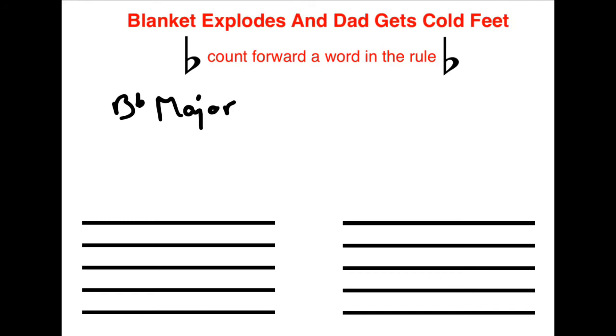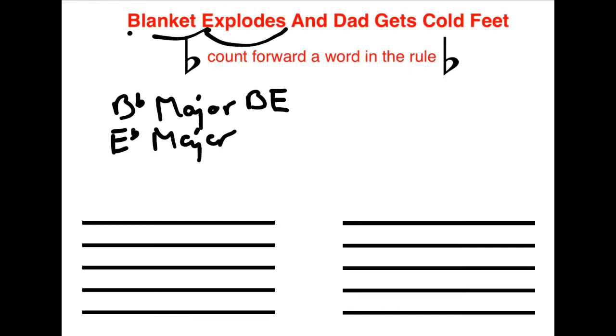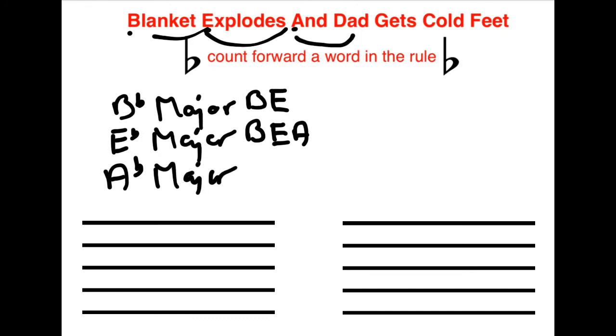Okay, so find B in the rule and count forward one. So that means B flat major has B and E flat. E flat major. Find E in the rule and count forward one. So E flat major has B, E, and A flat in its key signature. A flat major. Find A in the rule and count forward one. Okay, so A flat major has B, E, A, and D flat.